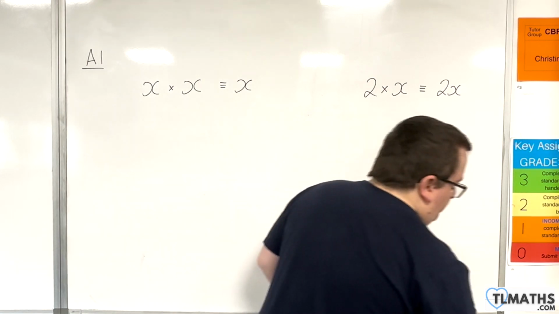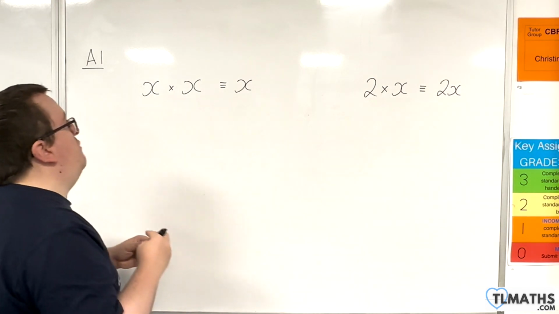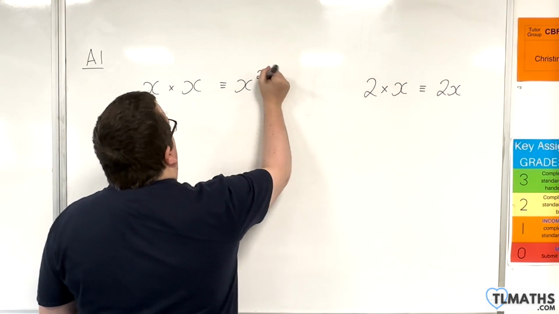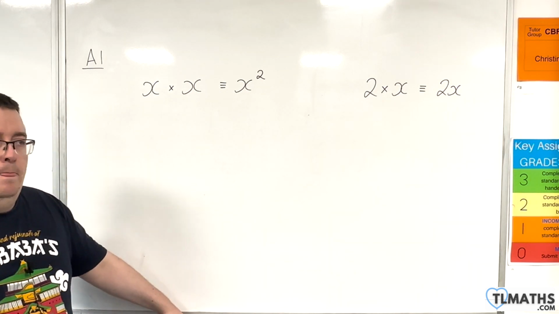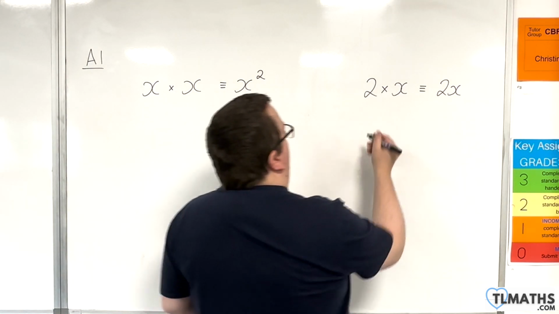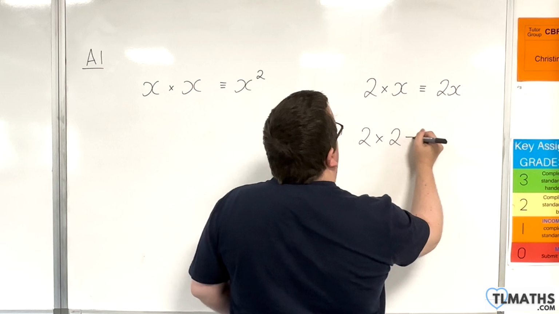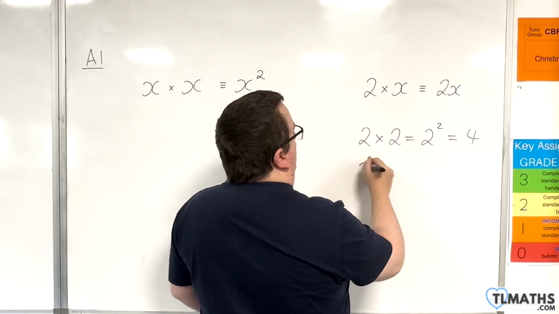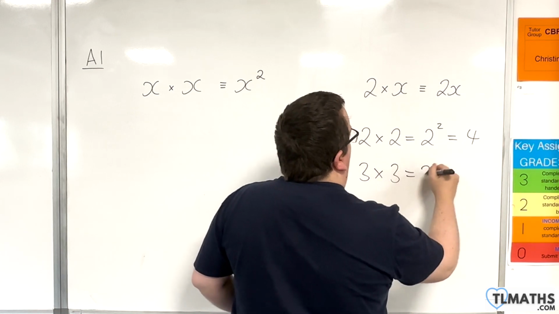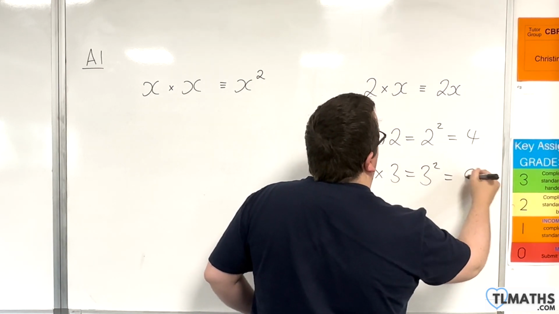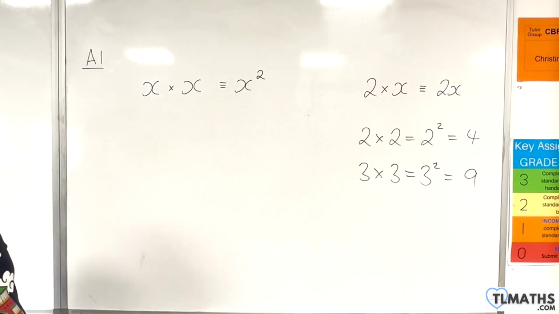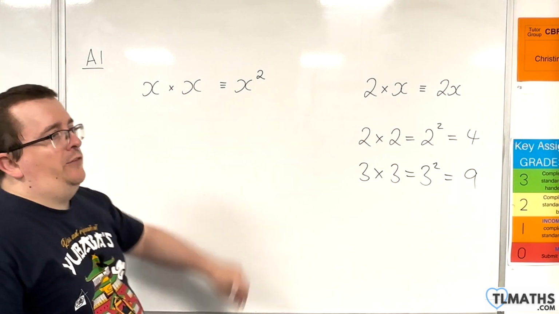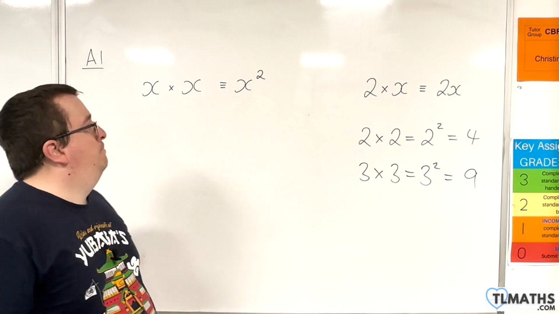So when we write x times x, we write this as x squared. Okay, in exactly the same way as if I've got 2 times 2, this is 2 squared, so 4. Or 3 times 3 is 3 squared, which is 9. Okay, so x times x is written as x squared.